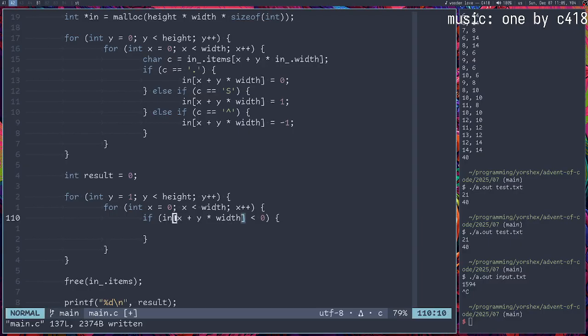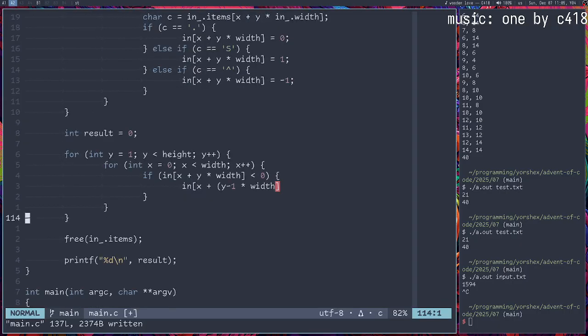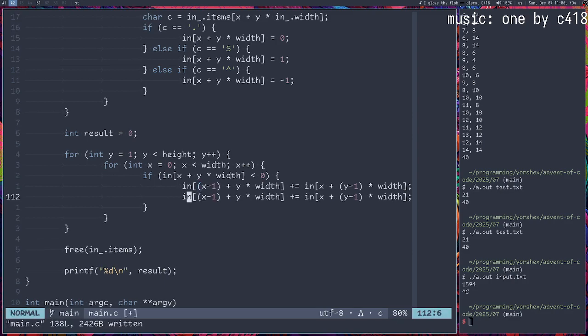we are going to add the value above this cell to the cells to the left and to the right of this splitter. We denote splitters with a value less than 1.